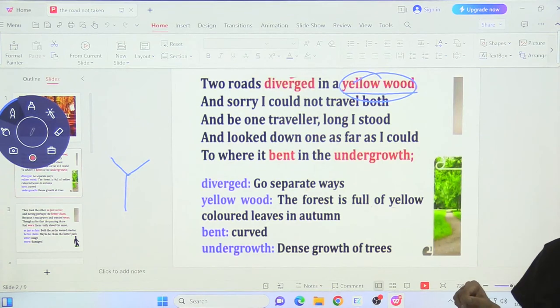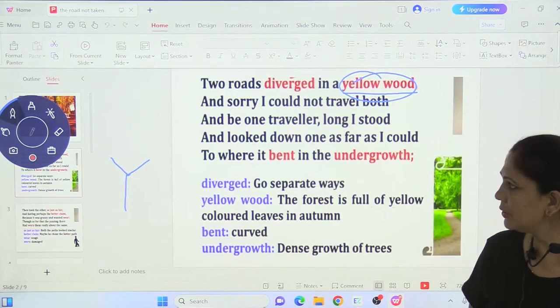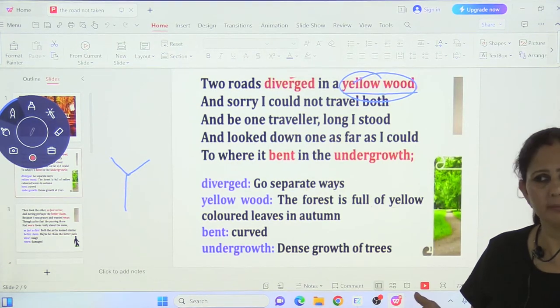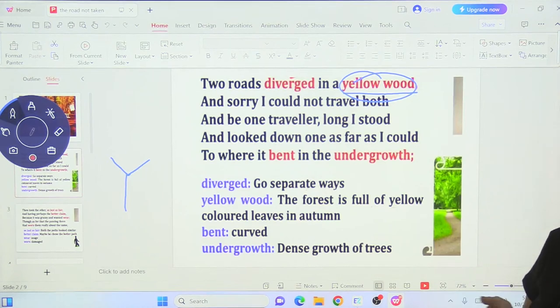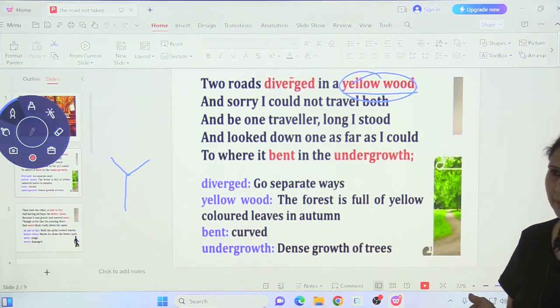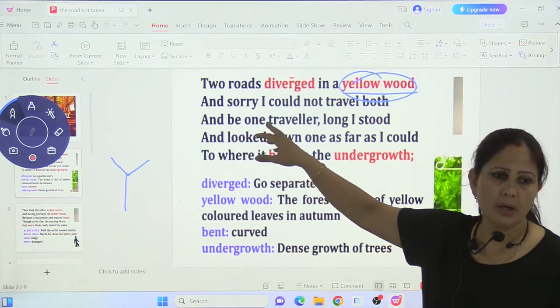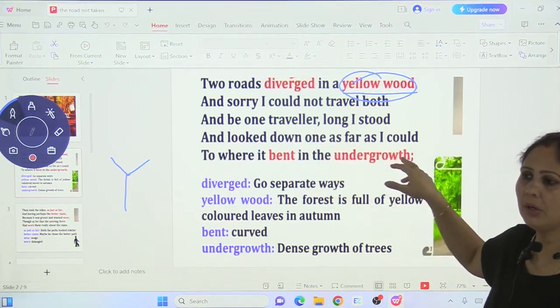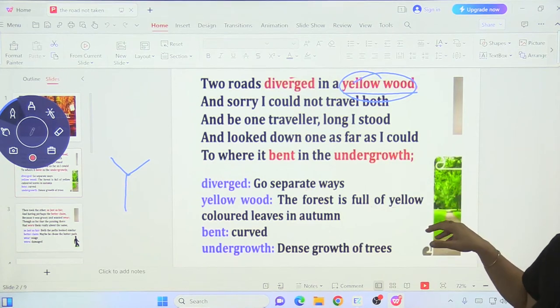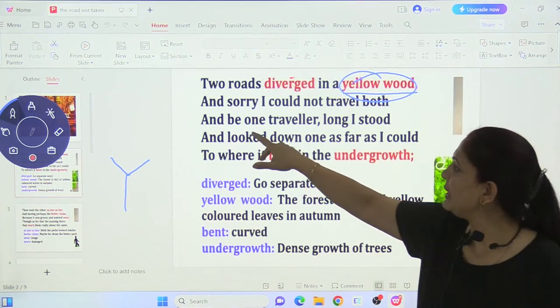The writer says, is it possible for a person to travel on both the roads together? Nahi, possible hi nahi hai ki aap ek hi saath travel kar sako. So he says he is feeling sorry for not being able to travel on both the roads at the same point of time. And be one traveler.